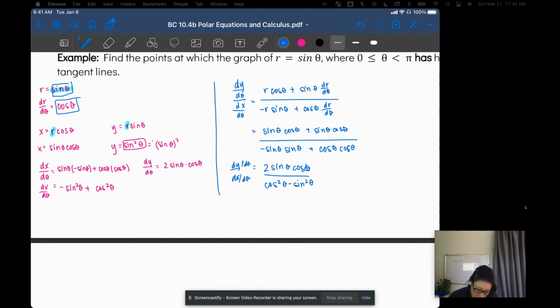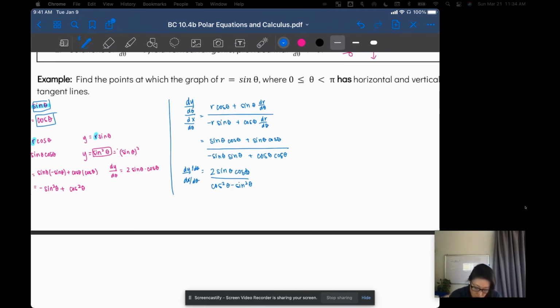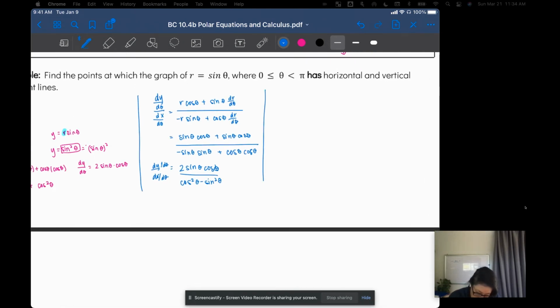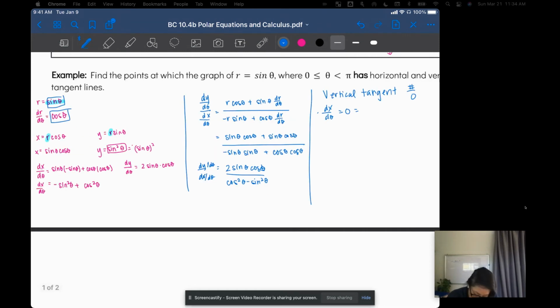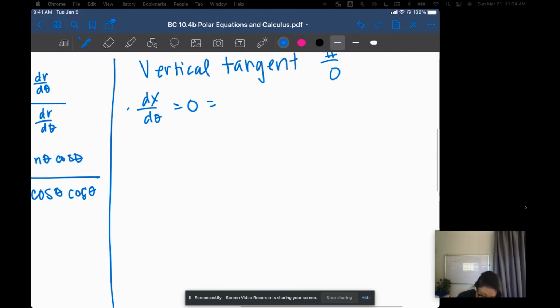Okay, so on to the good part of the question: where are the horizontal and the vertical tangent lines? I know that I'm going to have a vertical tangent line when the denominator is equal to 0, so when I have a number divided by 0. That means when dx d theta is equal to 0. And dx d theta, I can either look at my rule here or at the pink one here, is equal to cosine squared theta minus sine squared theta.